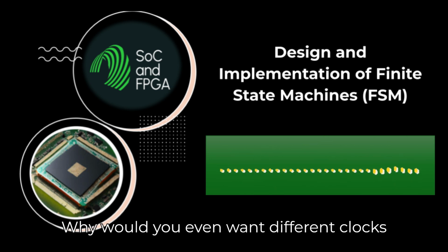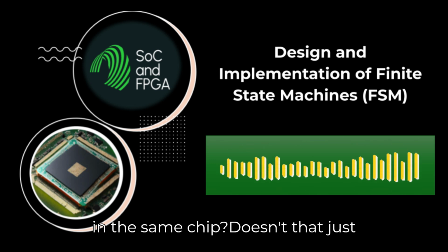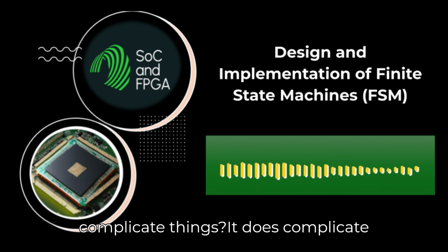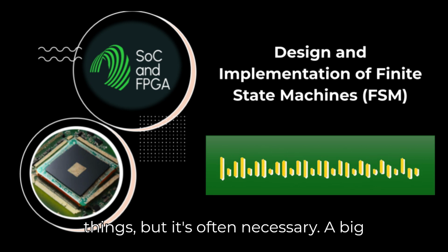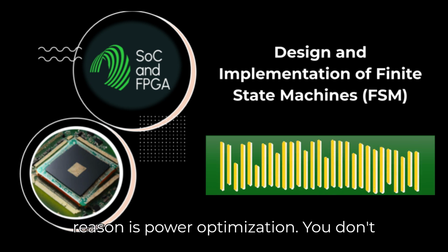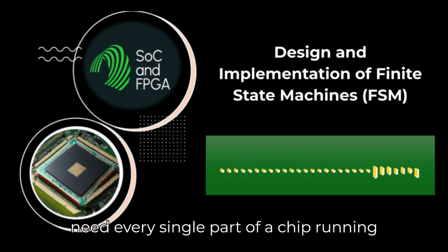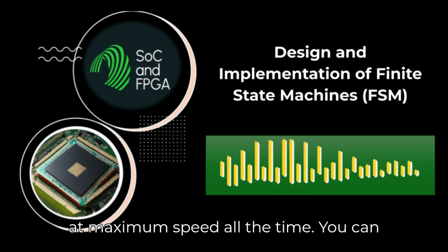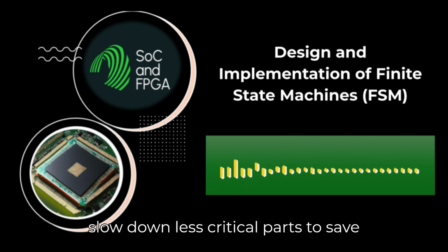Why would you even want different clocks in the same chip? Doesn't that just complicate things? It does complicate things, but it's often necessary. A big reason is power optimization. You don't need every single part of a chip running at maximum speed all the time. You can slow down less critical parts to save power.